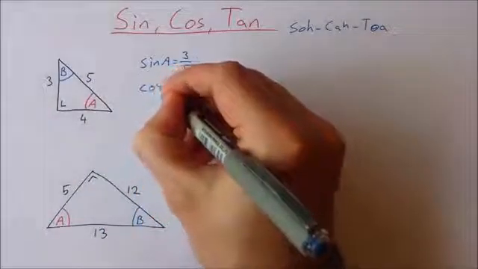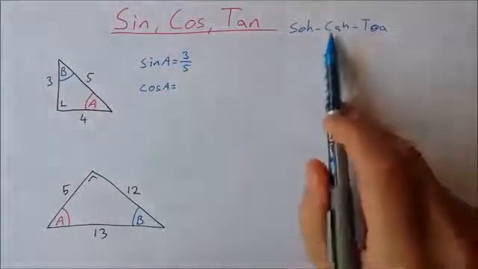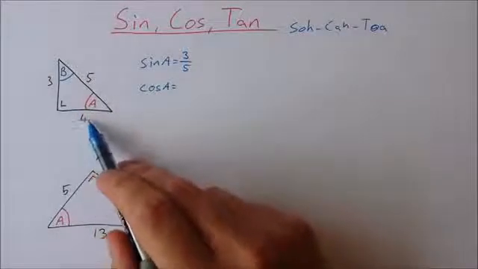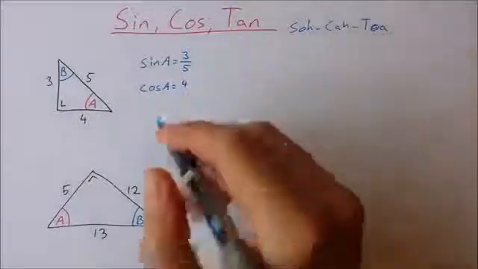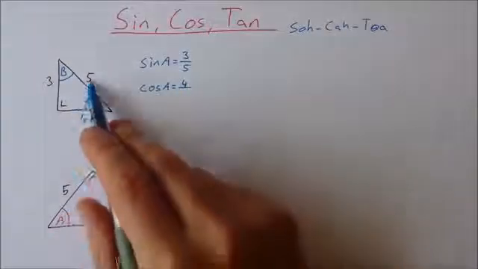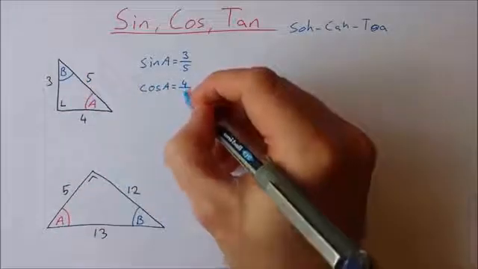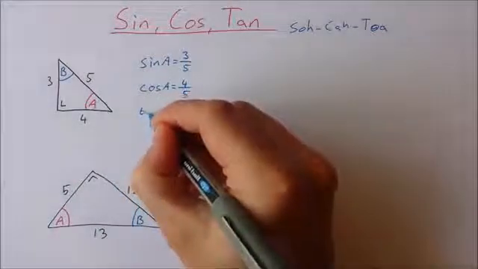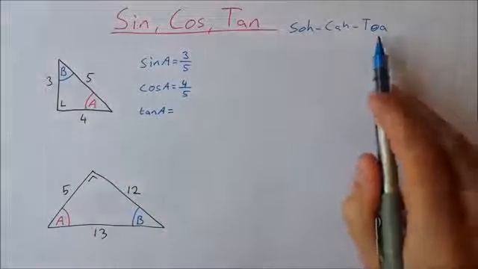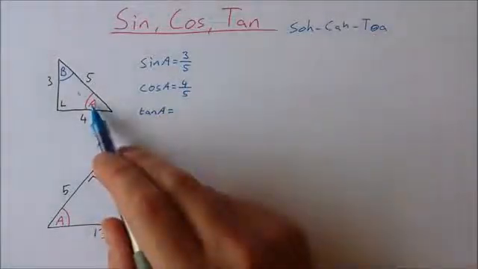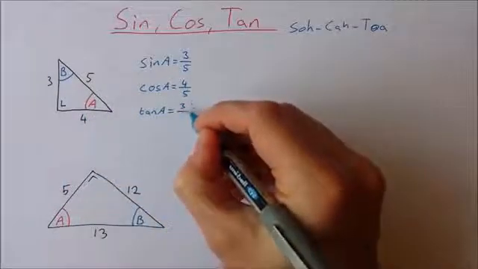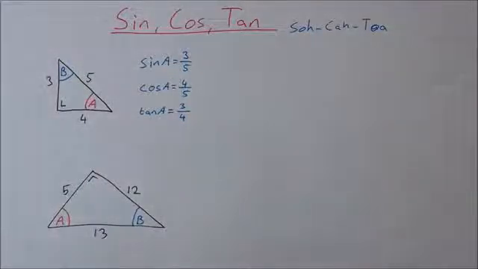Cos of A. Cos is equal to adjacent over hypotenuse. Here's A. Adjacent is the one beside it, that's 4, over the hypotenuse, which is the same as before, 5. And then tan. The tan of A is the opposite over the adjacent. So the opposite to A is 3. The adjacent to A is 4. So that's the sine, cos and tan of A.